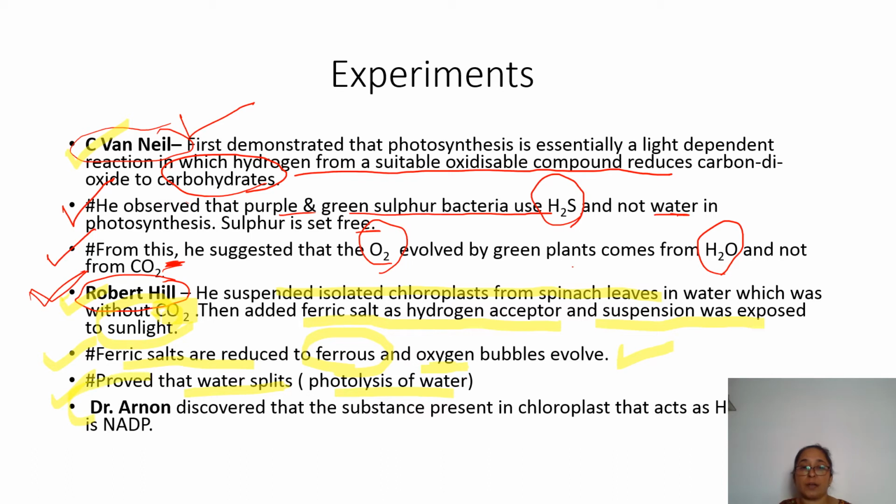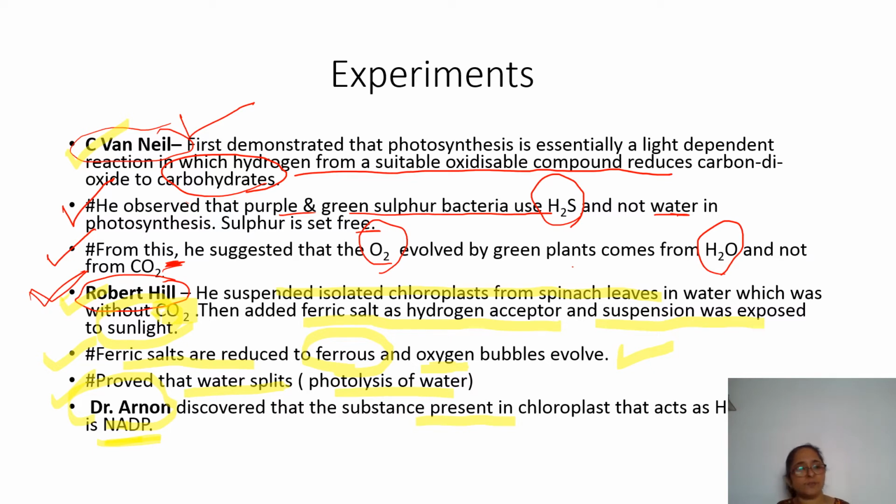Later Dr. Arnon discovered a substance present in the chloroplast that acts as a hydrogen acceptor, and that is NADP. So Arnon discovered that the substance present in the chloroplast that acts as a hydrogen acceptor is nothing but NADP.